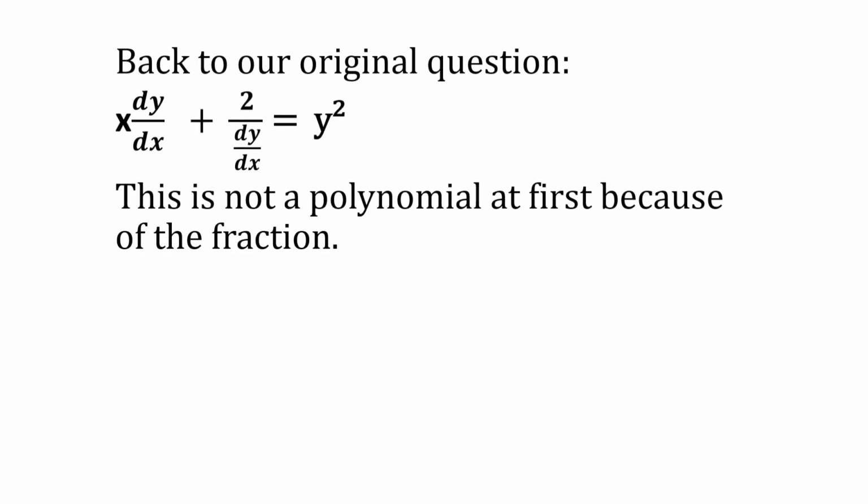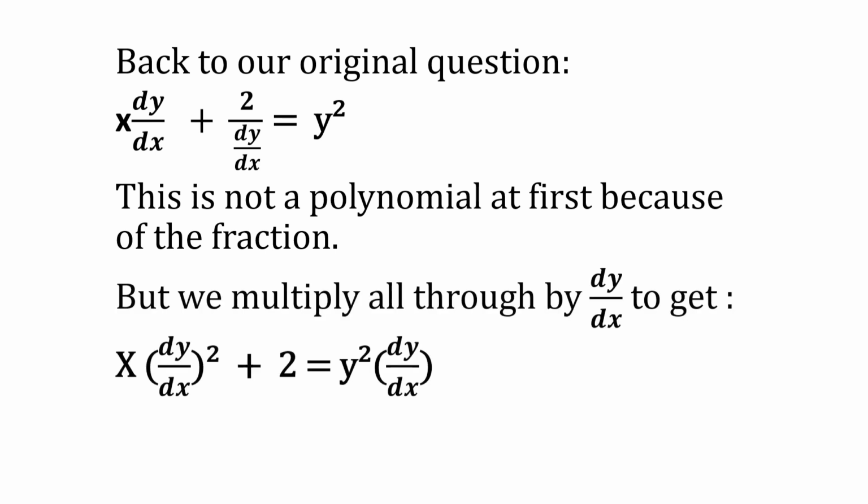Okay, let's move to our main example. So now looking at this, this is not a polynomial equation at first, so we need to make it a polynomial equation. How are we going to do it? We multiply through by the y dx. We multiply through by what? The y dx. So if I multiply everything here with the y dx, what will I have?